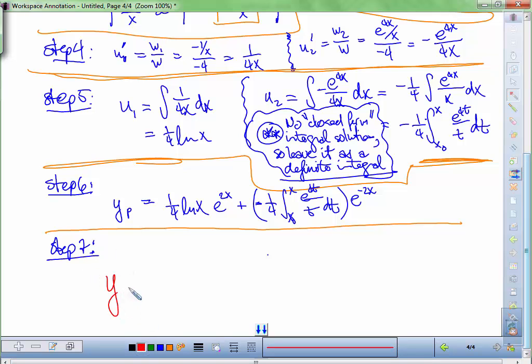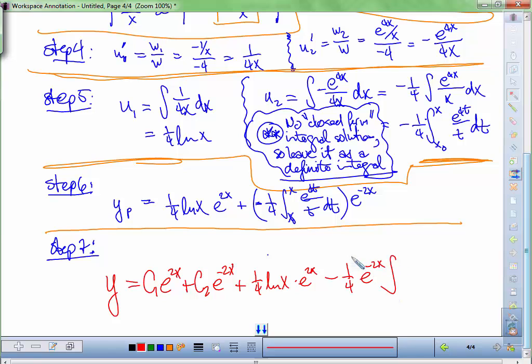So our y is equal to C1 e to the 2x plus C2 e to the negative 2x plus the rest of this business, 1/4 ln x times e to the 2x minus 1/4. I'm going to put the e to the 2x first. e to the negative 2x times the integral from your starting point, your initial conditions, e to the 4t over t dt.